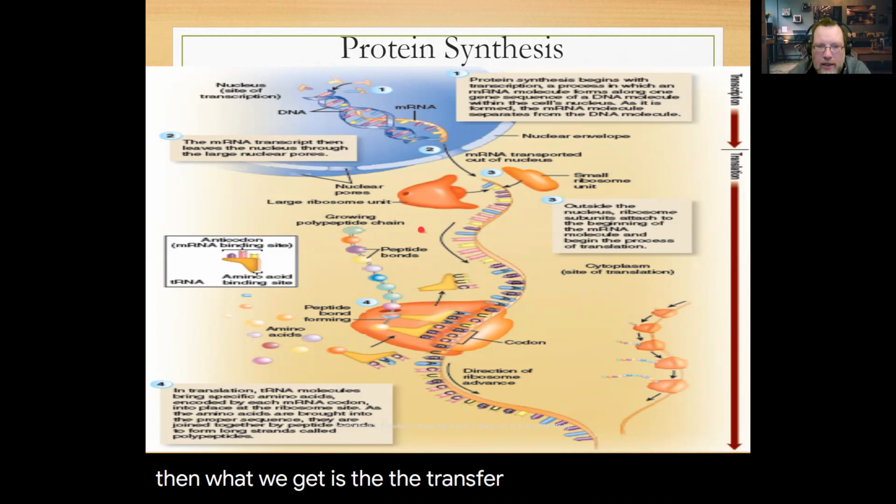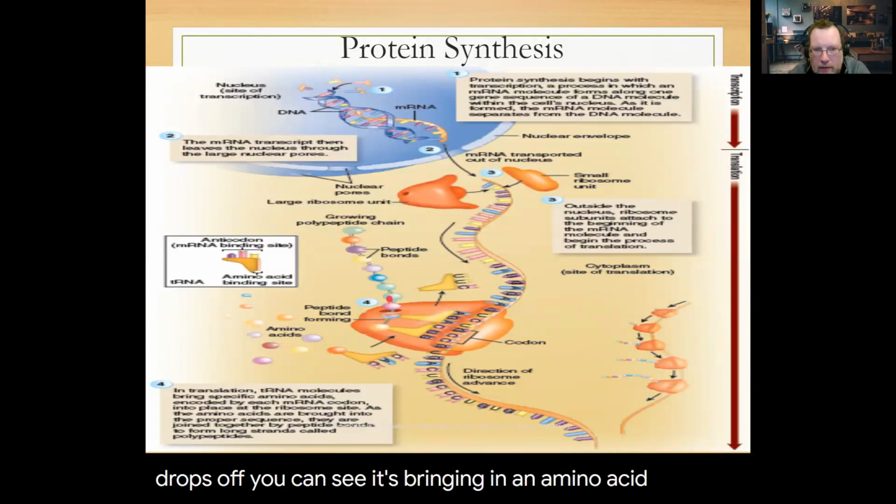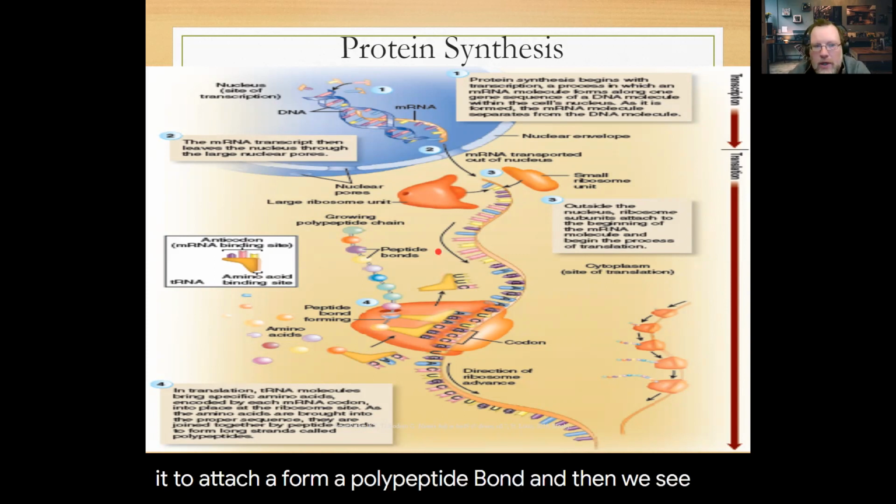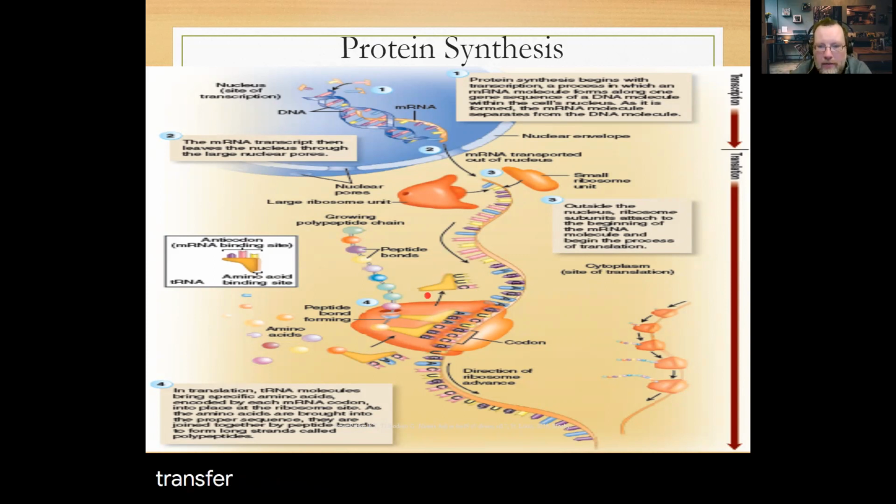And then what we get is the transfer RNA leaves after it drops off. You can see it's bringing in an amino acid, allowing it to attach and form a polypeptide bond, and then we see that transfer RNA leaving.